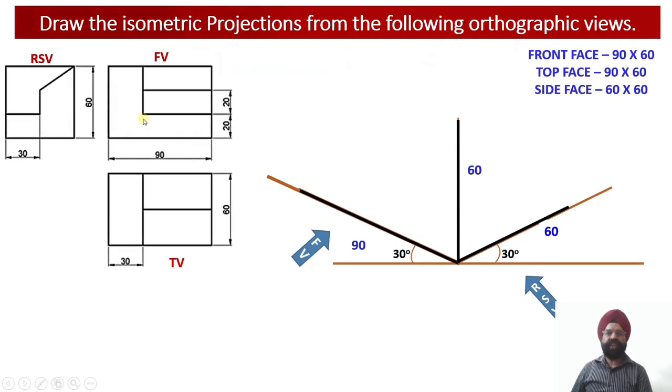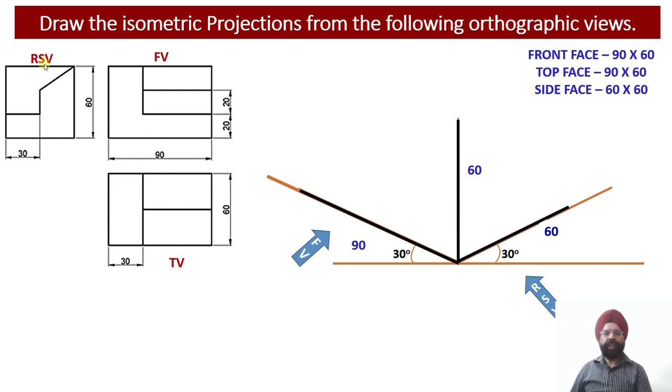Now today's discussion will be about the construction of the isometric projection of a solid when the orthographic views of the solid have been provided to us. So here we have the front view, the top view and the right hand side view of the given solid.